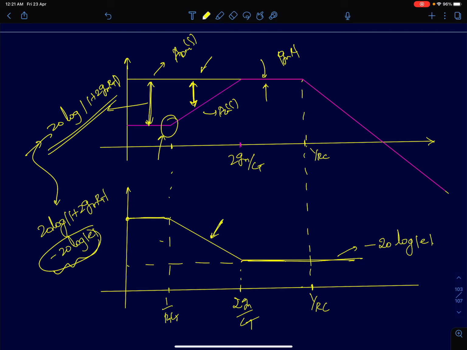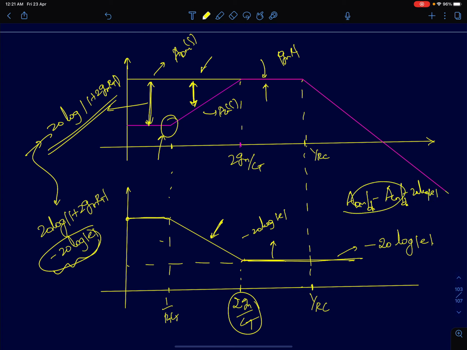The CMRR is decreasing. Because your common mode gain is increasing, CMRR is decreasing. At one point, after this frequency 2 Gm by Ct, common mode gain becomes equal to differential mode gain. At that point, the difference between ACM and ADM is 0, and this value will simply be equal to minus of 20 log of E. So your CMRR is ADM in decibels minus ACM in decibels minus 20 log of E. When these two become equal to 0 decibels, you will be left with minus of 20 log E. It's going to remain flat till we encounter 1 by RC.